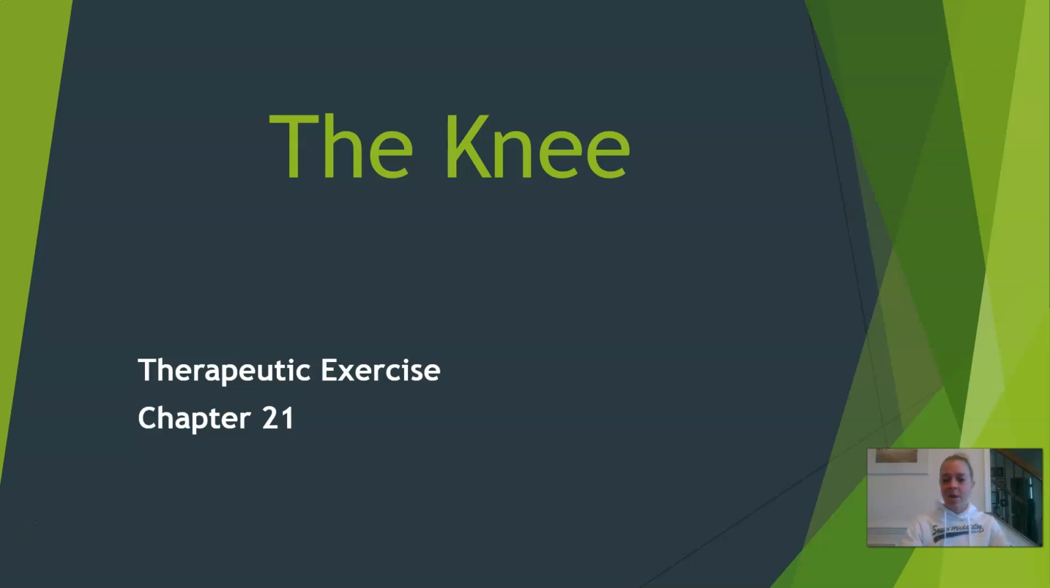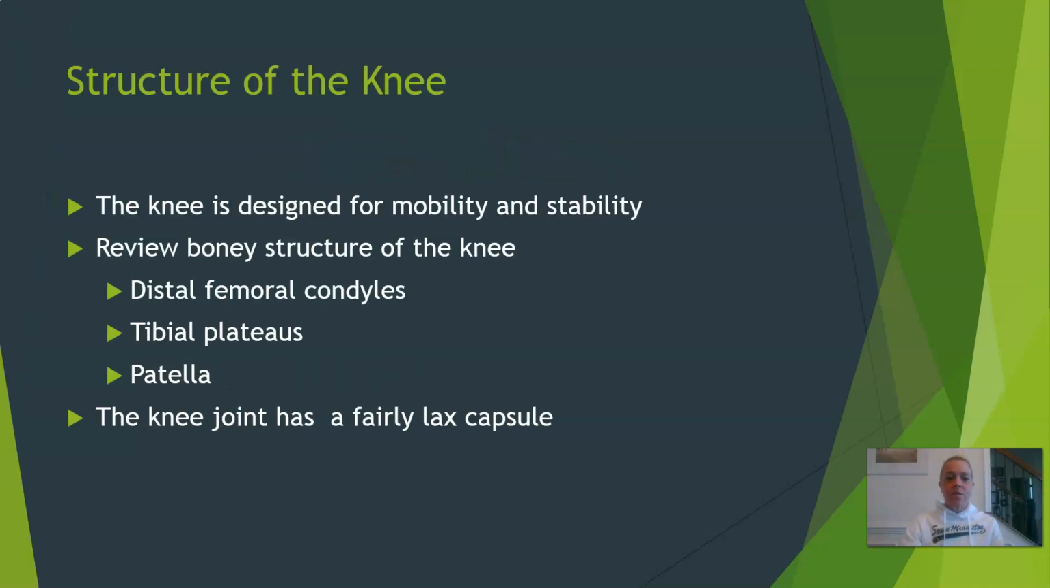Hi everyone, we are moving on to chapter 21, which is the knee. So we're making our way down the lower extremity. We're just going to go over some brief anatomy of the knee to get started with. It is designed for both mobility and stability.